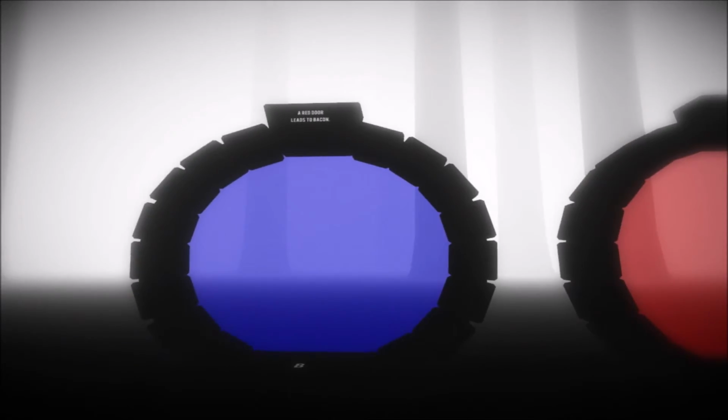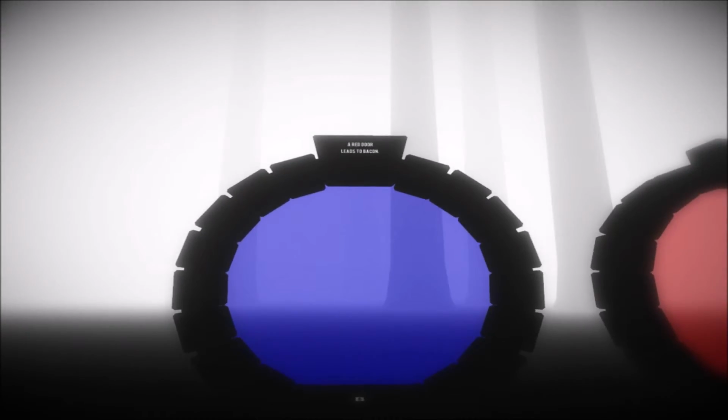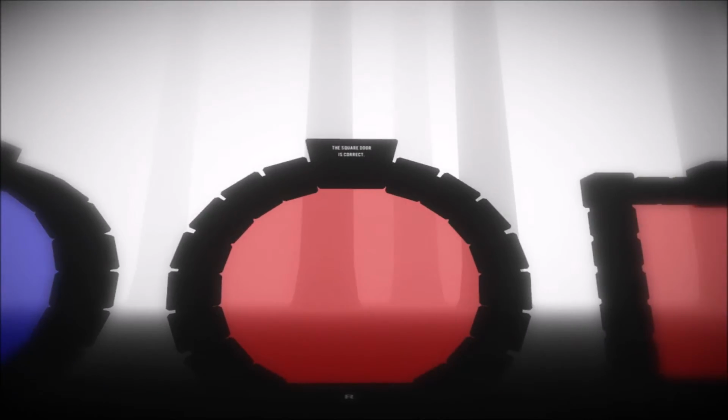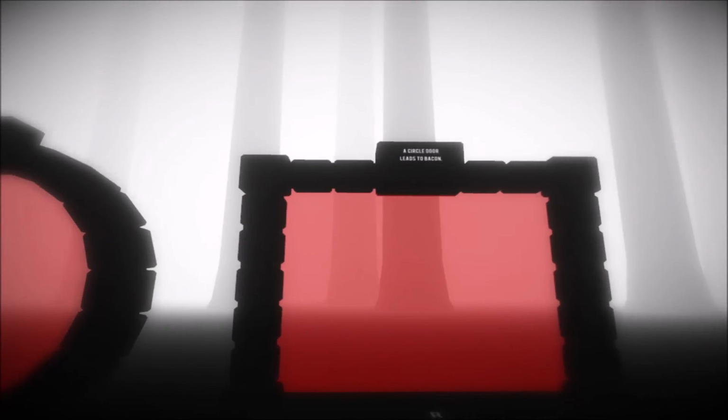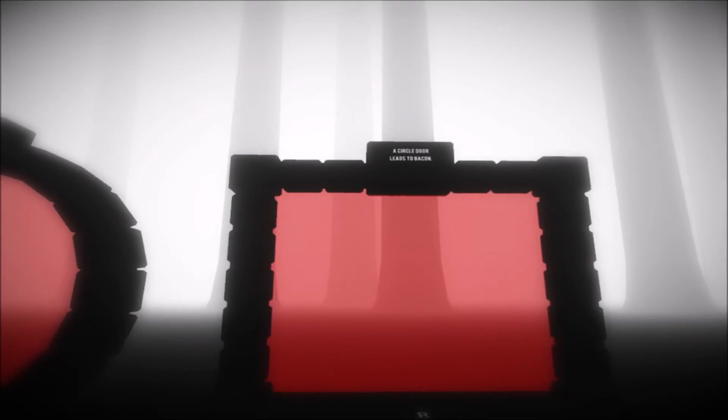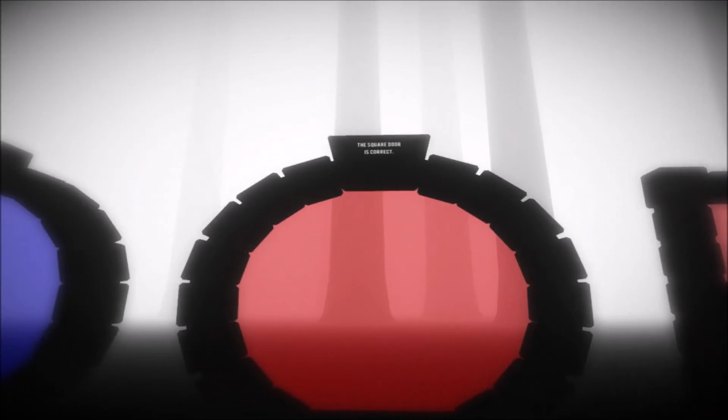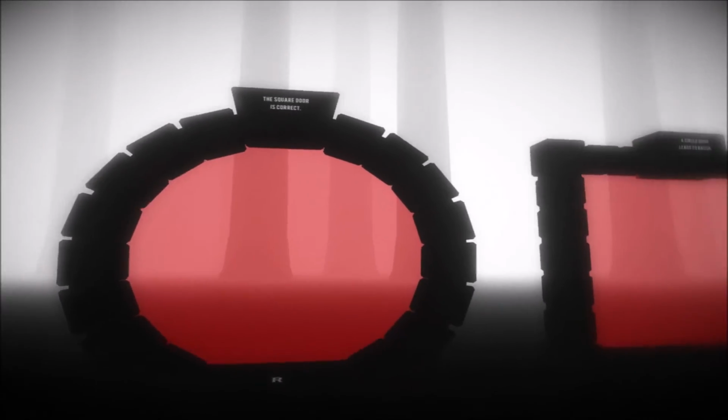Ooh, we got better. Exactly 2 doors are correct. A red door leads to bacon. The square door is correct. A circle door leads to bacon. 2 are correct. Let's say the red door is bacon. That would mean the red door is incorrect, which then would mean that one's incorrect. So red can't lead to bacon.